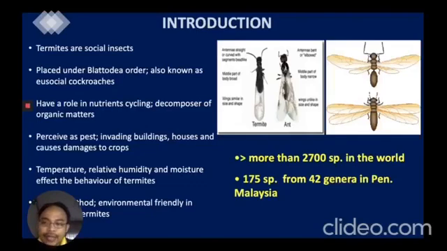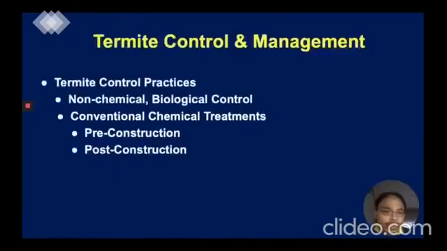But in addition to that, some species, the lower termites, are very important pests that cause a lot of damage not only to crops but to building structures. So how do we control termite infestation, termite control and management? There are two types of termite control practice. First, we can use non-chemical control, but we are not going to talk about that in detail. The conventional method uses chemical treatment, either pre-construction or post-construction.